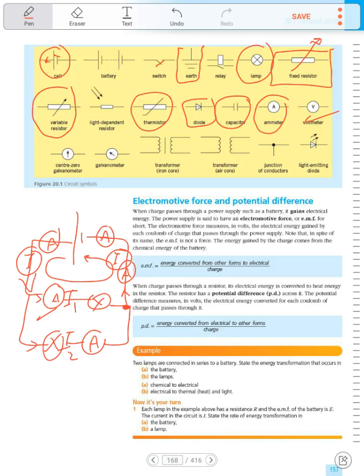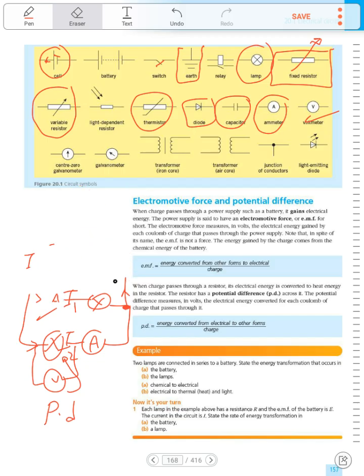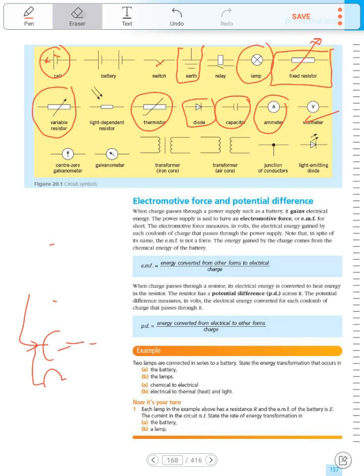The voltmeter is connected in parallel with the device to find the value of the potential difference if it is connected to an appliance or a bulb or whatever, and if the voltmeter is connected parallel to the power supply or battery, the value is the electromotive force. We have a central zero galvanometer. A galvanometer can check and measure very small currents. Galvanometer can find the value of the small currents.